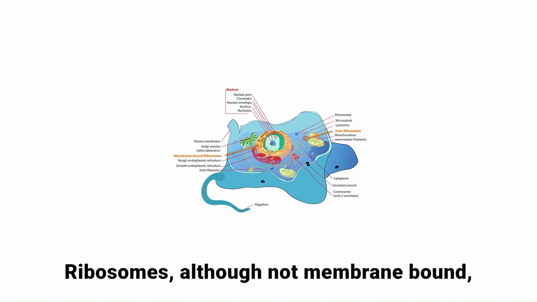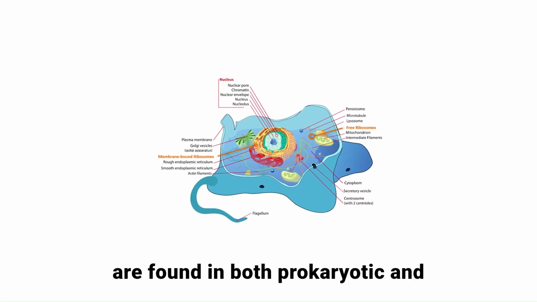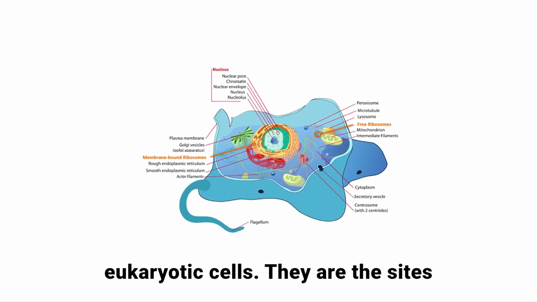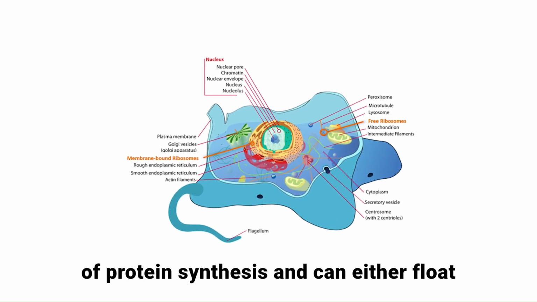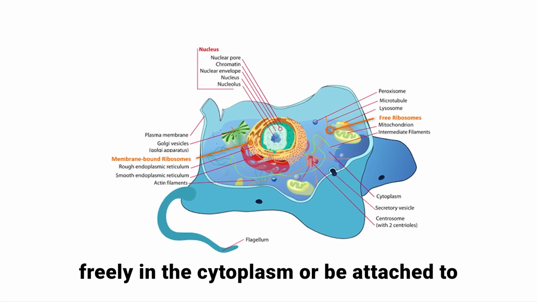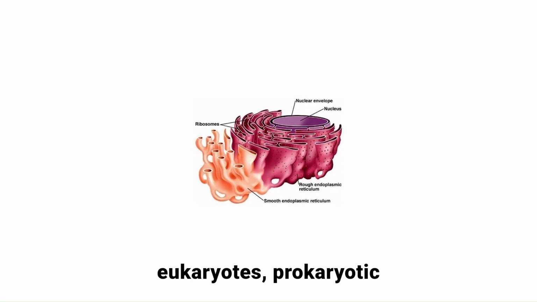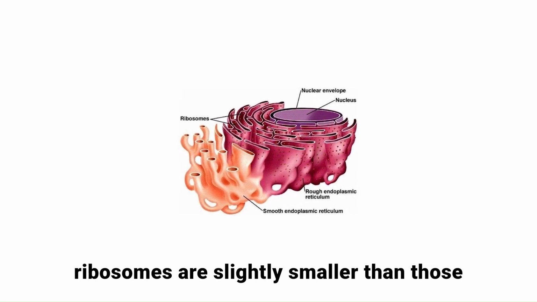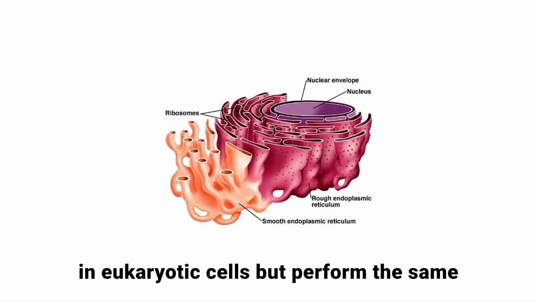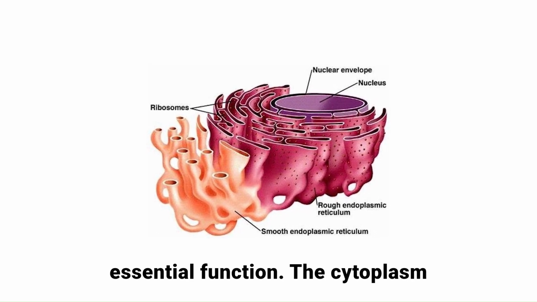Ribosomes, although not membrane-bound, are found in both prokaryotic and eukaryotic cells. They are the sites of protein synthesis and can either float freely in the cytoplasm or be attached to the rough endoplasmic reticulum in eukaryotes. Prokaryotic ribosomes are slightly smaller than those in eukaryotic cells but perform the same essential function.